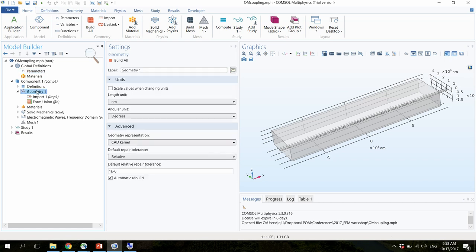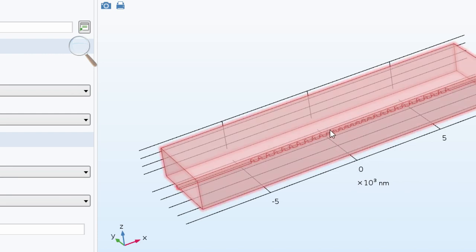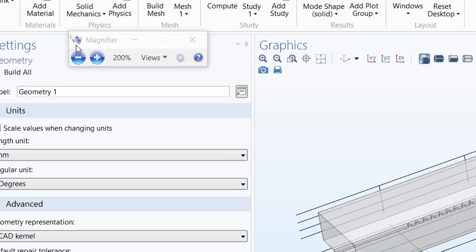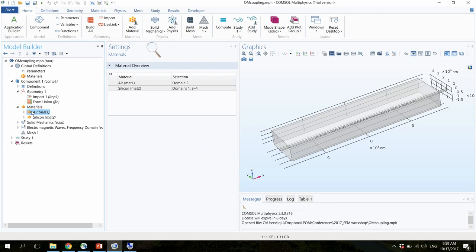If you go to the geometry, as I mentioned, it combines two parts, and you can zoom in. The field is basically symmetric up and down and left and right. The mechanical simulation would be simply focused on the nanobeam part, this long beam, and the optic simulation would combine the entire structure. For materials, we use two types here: one is air, one is silicon, which is very simple.